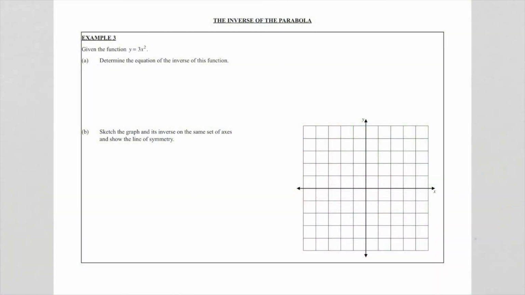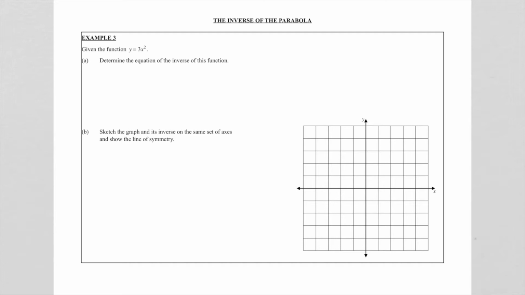In this example, a function is given: y equals 3x squared. You will recognize this as a parabola, and we call it the happy face parabola, and the turning point will be at (0, 0) because it's only the square term. Then they ask us to find the equation of the inverse. So we're going to do it exactly the same way as we did with the straight line graph.